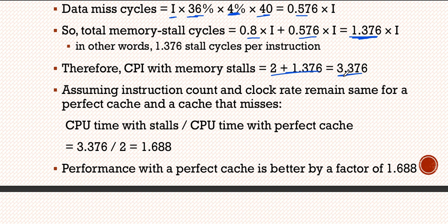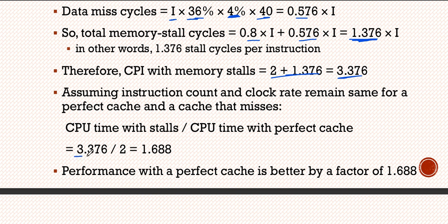What this means is that when you find the ratio of 3.376 to 2, 3.376 is the one with memory stalls. The 2 is the one with the perfect machine, right? Realize that the performance with a perfect cache is better by a factor of 1.68. So it means that if the cache was perfect, this machine would have a performance 1.68 times better. That's what it's saying.